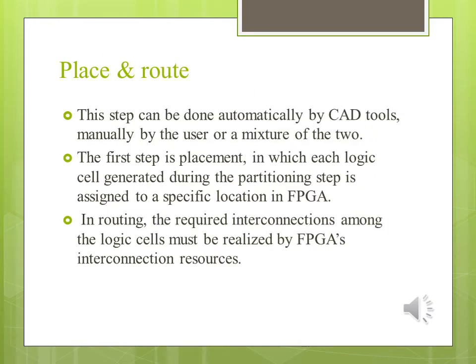The logic cells used depend on which Xilinx product the circuit is to be implemented in. Place and route. This step can be done automatically by CAD tools, manually by the user, or a mixture of the two. The first step is placement, in which each logic cell generated during the partitioning step is assigned to a specific location in FPGA. Following placement, the required interconnections among the logic cells must be realized by FPGA's interconnection resources.